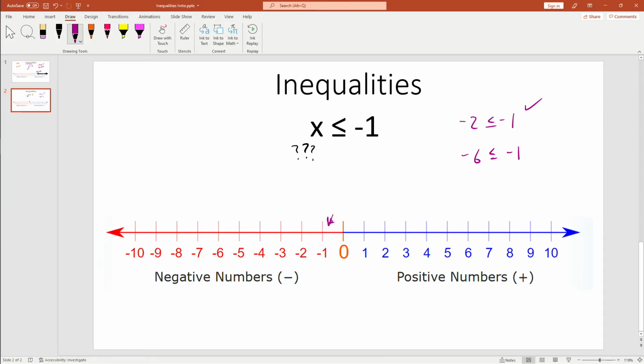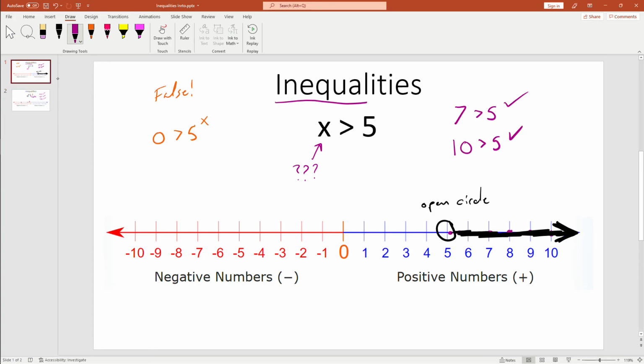Let's put these dots on here. -2 is right here. -6 is right here. So it seems like all these values to the left are solutions. But this underlined part means or equal to. So not only can it be less, but it can also be equal to -1, which means -1 is a solution. So if I put a dot right here at -1, that signifies that it's a solution.